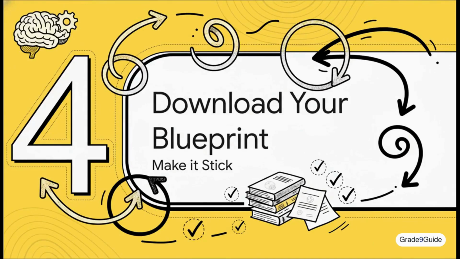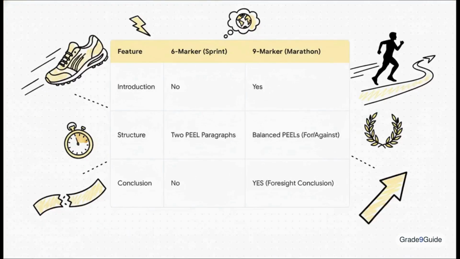Okay, I know that was a lot to take in. And look, you can't just watch this once and then magically remember it all under intense exam pressure. You need this system right there in front of you when you revise, so it just becomes second nature. So here's the whole blueprint in one simple table. For the 6-marker sprint, it's a no for the intro and conclusion, and two PEEL paragraphs. For the 9-marker marathon, it's a yes to the intro, balanced PEELs for and against, and an absolutely definite yes to that powerful Foresight conclusion.